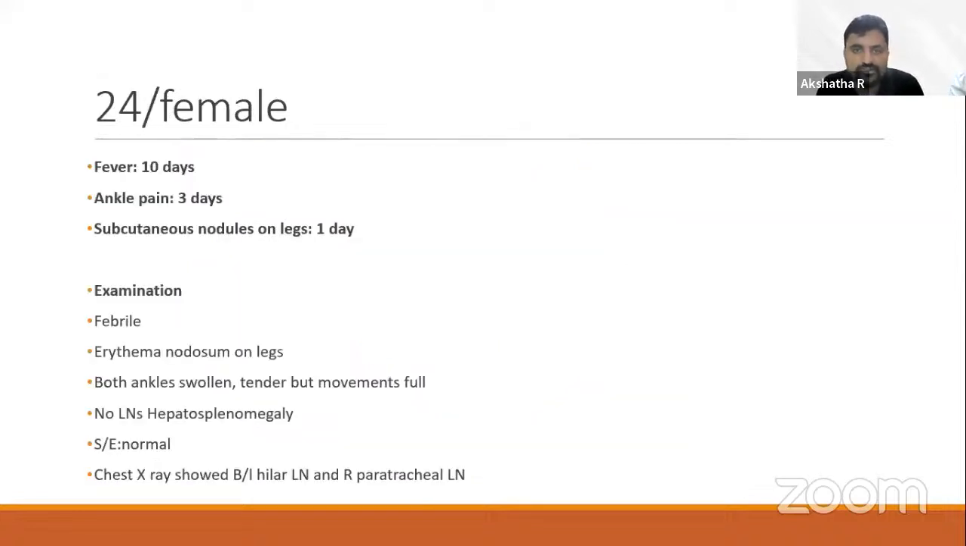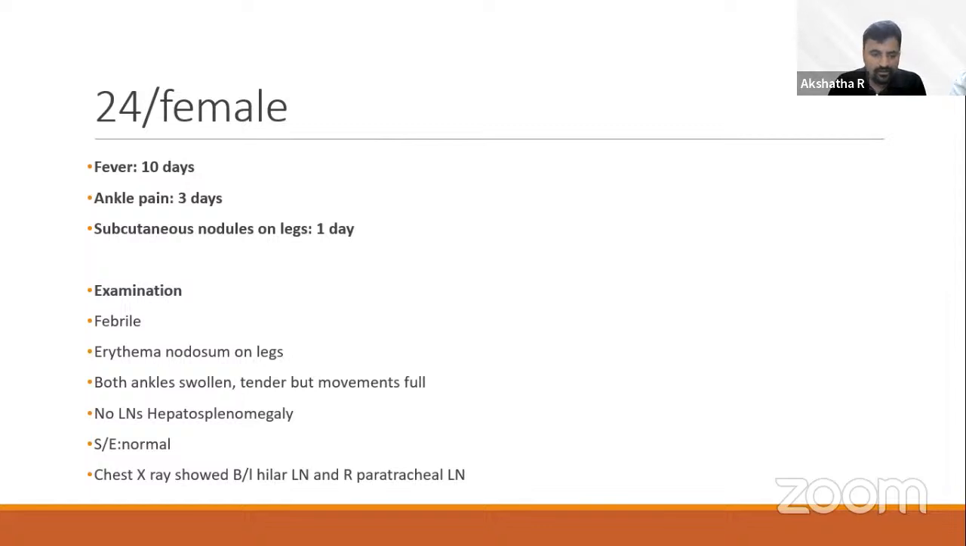So, this was a case about adult onset Still's disease, which is a diagnosis of exclusion. Coming to our next case, this is a 24-year-old female who presented with 10 days history of fever, ankle pain, and subcutaneous nodules in the leg for 1 day. On examination, the patient had erythema nodosum and her bilateral ankles were swollen and tender, and the patient didn't have any lymphadenopathy or hepatosplenomegaly.